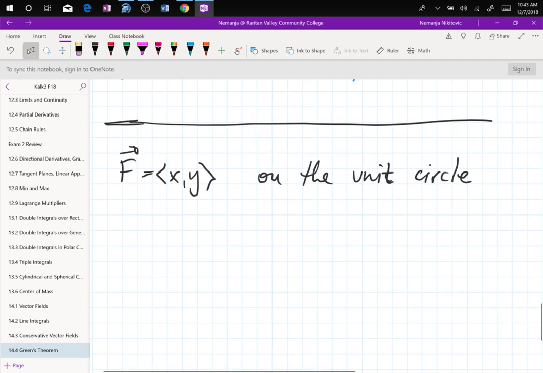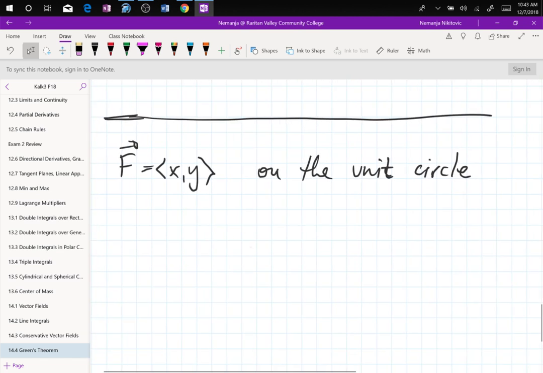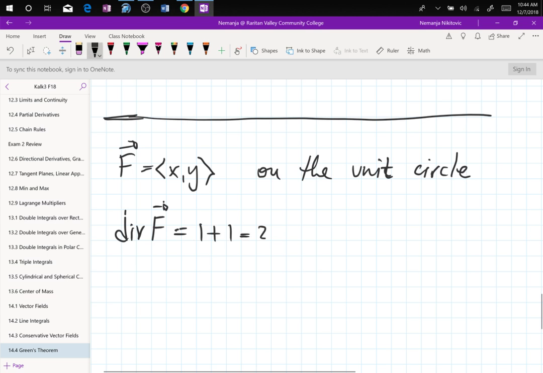We calculate the divergence first. So divergence is div f. Divergence of f is going to be just 1 plus 1, which is again 2. We're calculating divergence there. And then we know that the unit circle, right, we'll use polar coordinates again because our curve C and the region R inside.